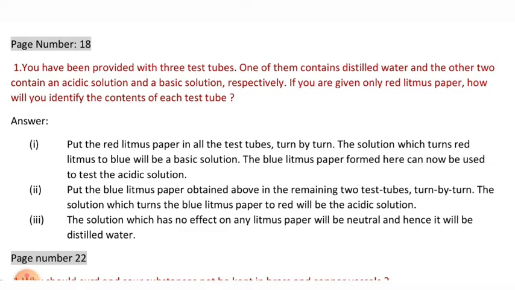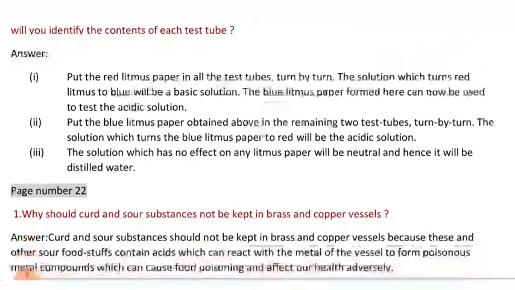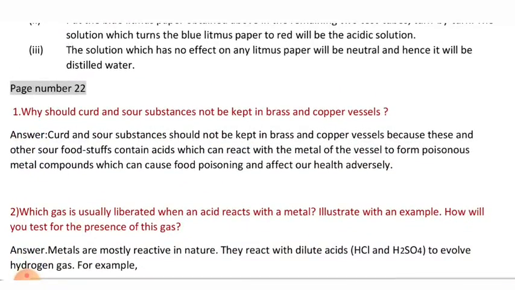So next, put the blue litmus paper obtained above in the remaining 2 test tubes turn by turn. The solution which turns the blue litmus paper to red will be the acidic solution. Then the solution which has no effect on any litmus paper will be neutral and hence it will be the distilled water. Next, page number 22.